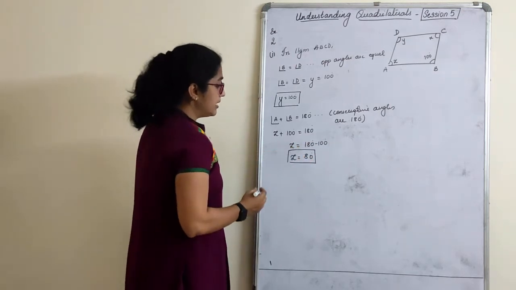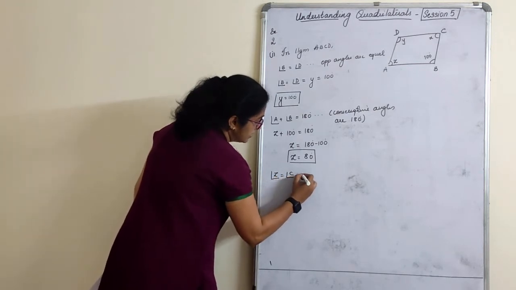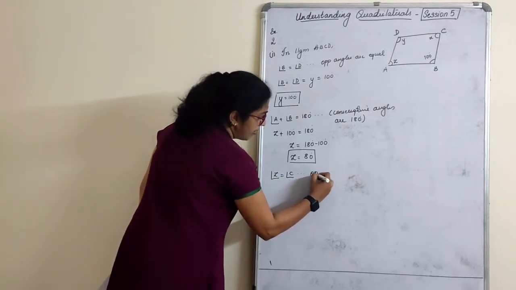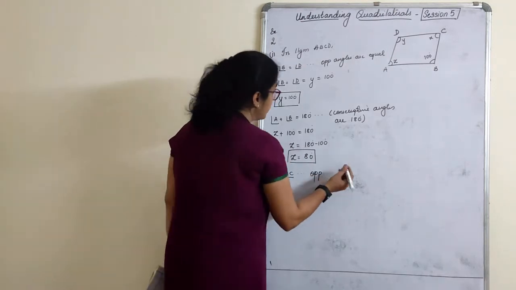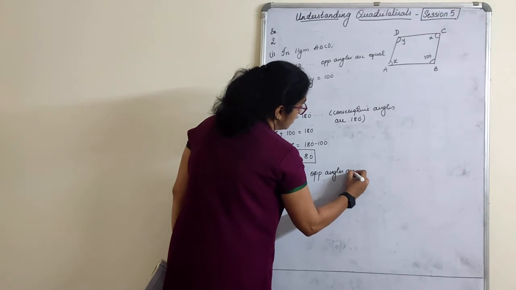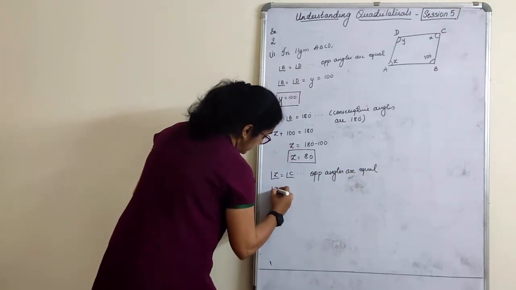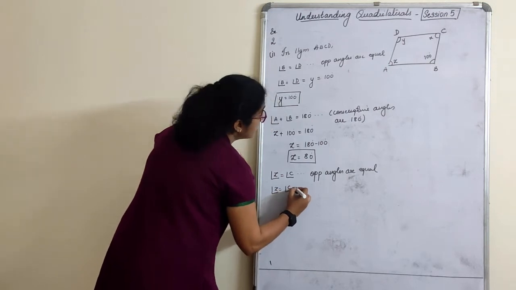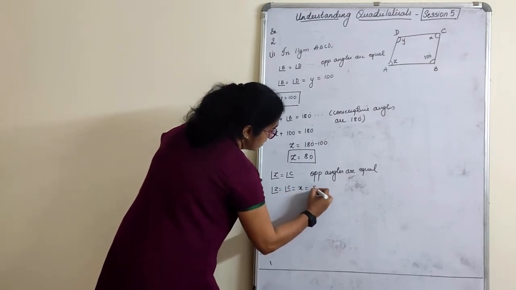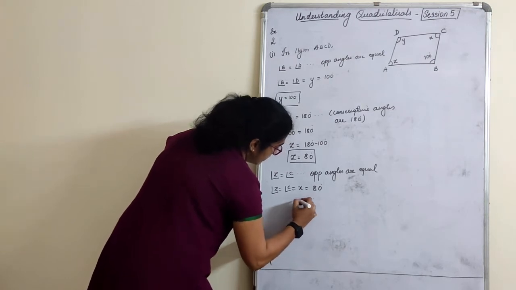So now can I say angle Z is equal to angle C? So again write the properties wherever it is asked. Opposite angles are equal. So angle Z is equal to angle C is equal to angle X, that is 80. X is equal to 80.